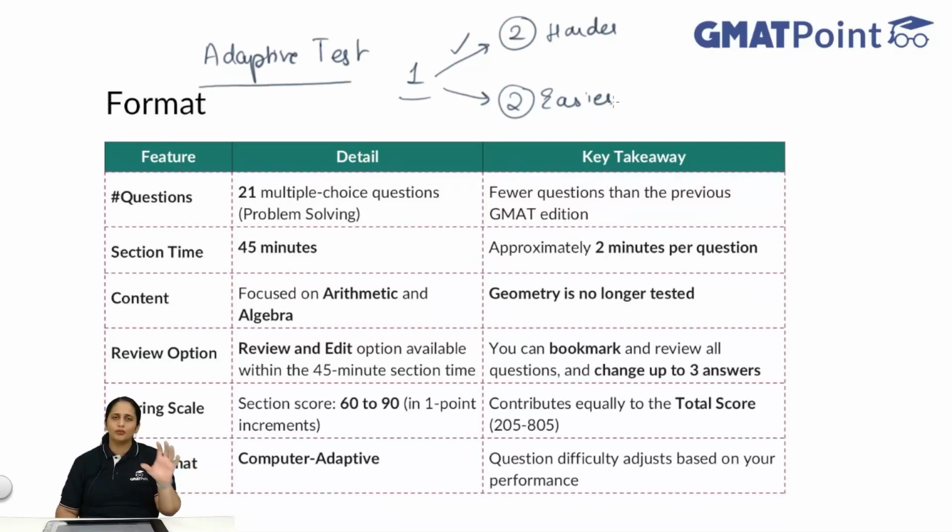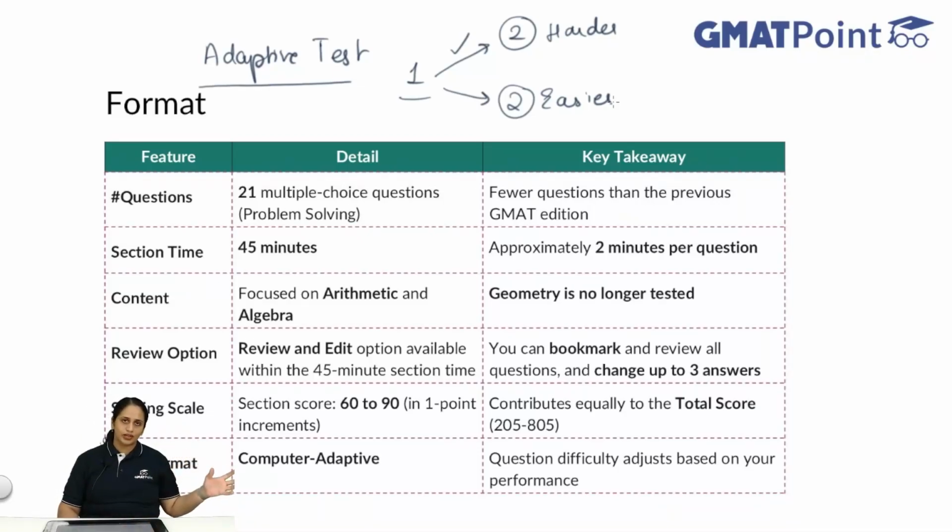So I'll tell you more about the scoring mechanism, but also remember, even with review and edit, if you don't select the right answer in the first go, it can still affect your overall marks. Even if you edit and select the right answer later on, that initial incorrect selection will still affect your marks.